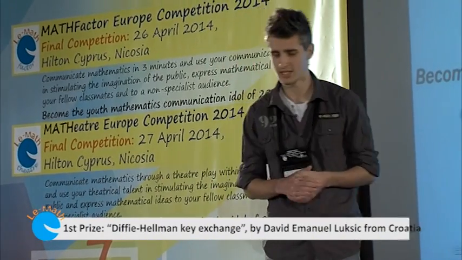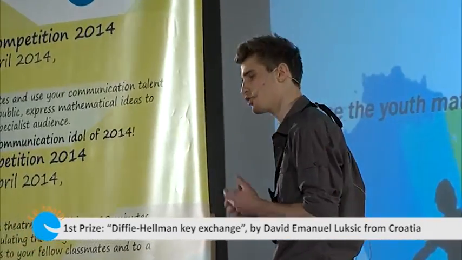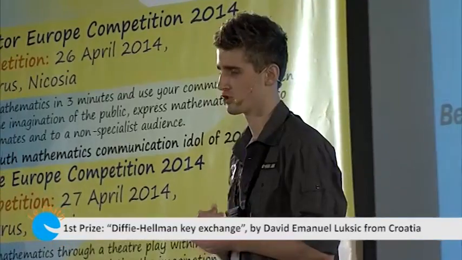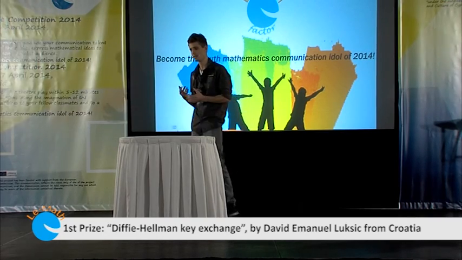Hello everyone, my name is David, and today I will show you an amazing mathematical trick. The trick is called Diffie-Hellman key exchange. It was published back in 1976 by two mathematicians, and today it's used in informational services where security is needed.